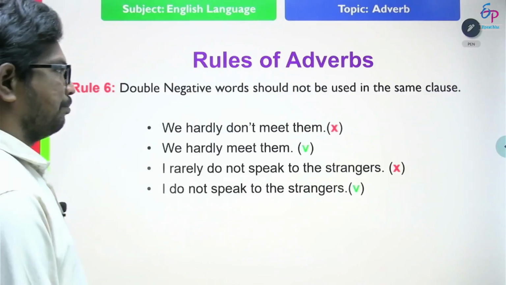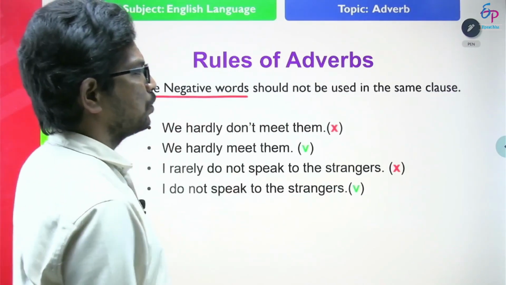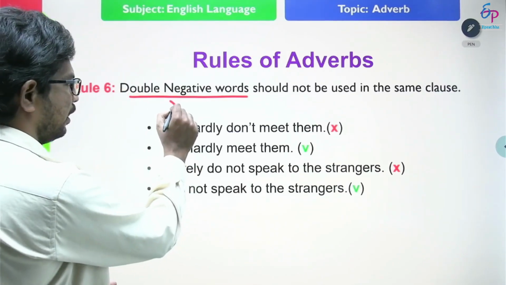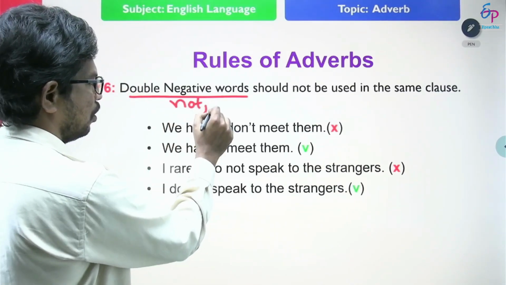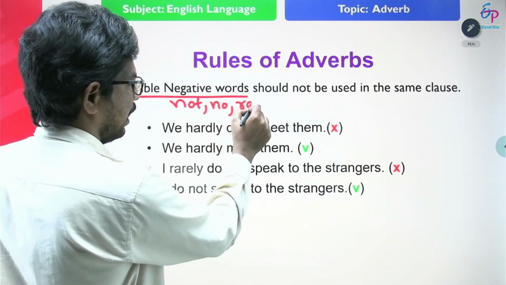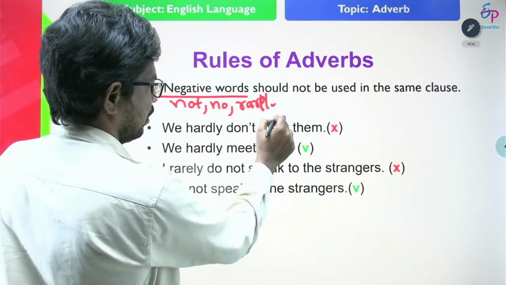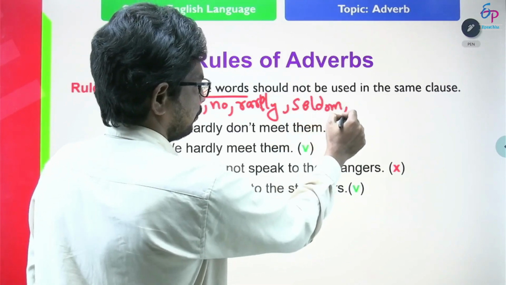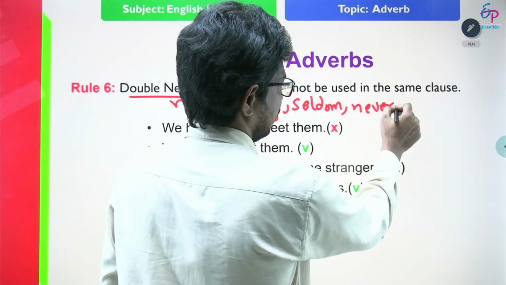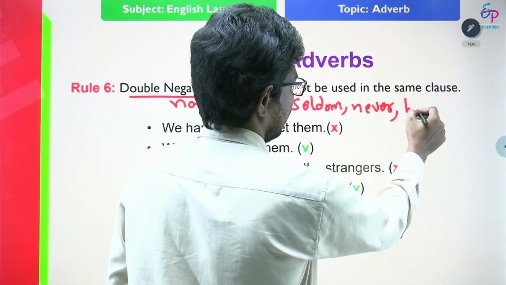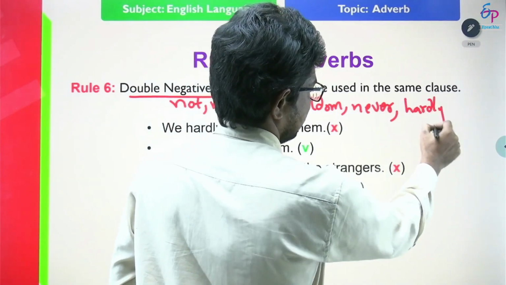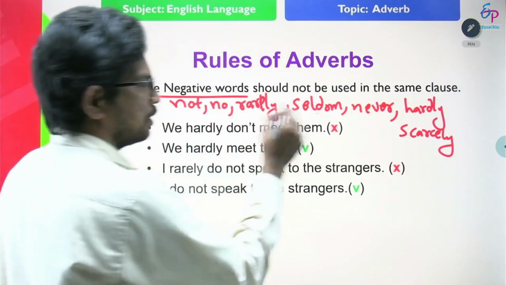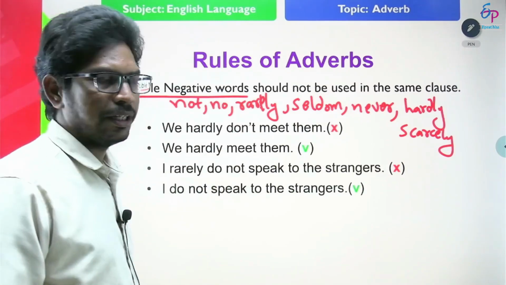See the next rule. Double negative words should not be used in the same clause. What are negative words? Not, no, rarely, seldom, never, hardly, scarcely. These are all negative words. So double negative words are not used together in the same clause.